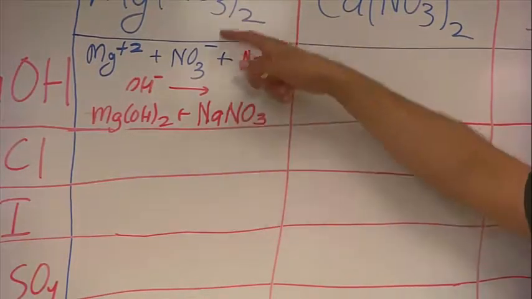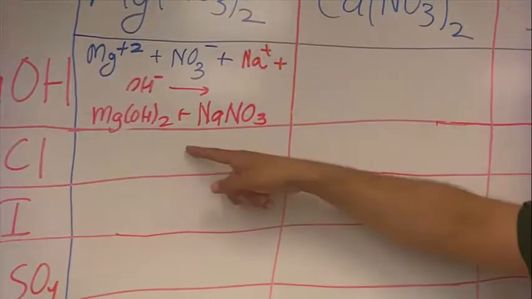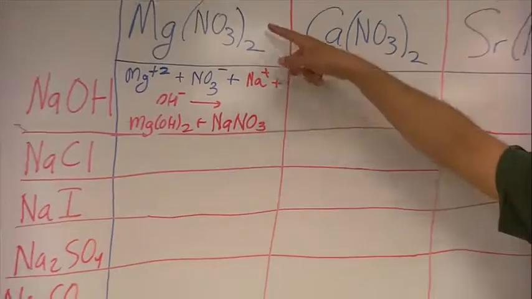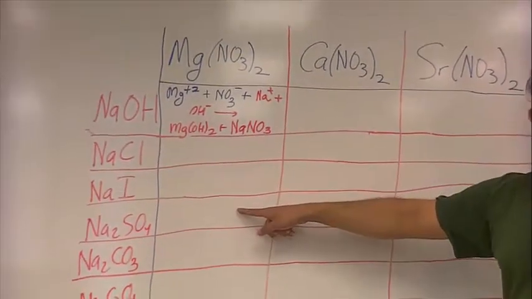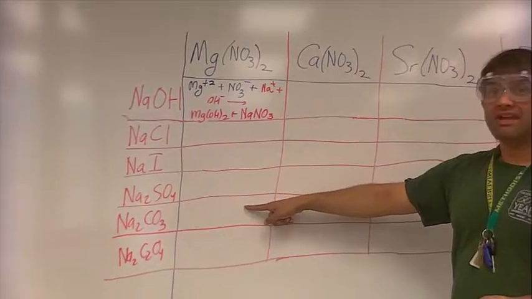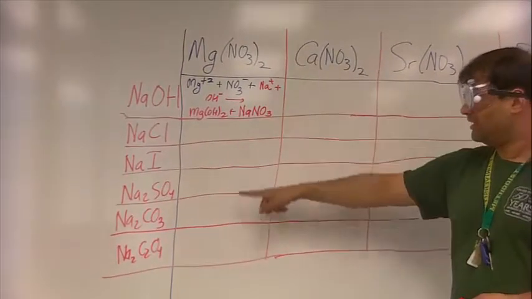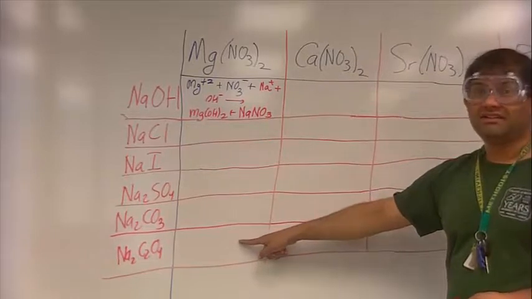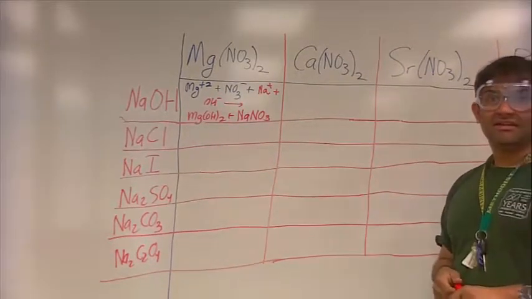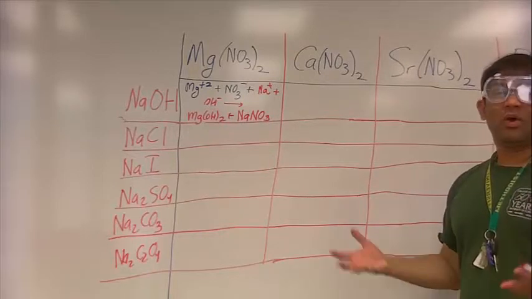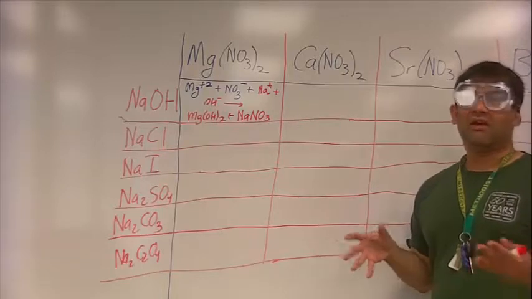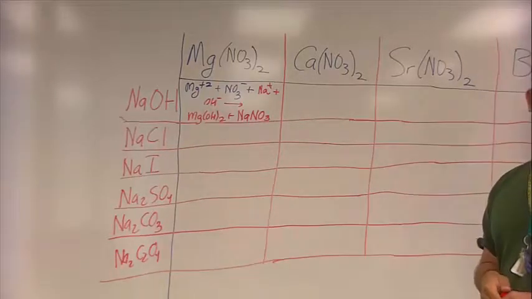What about the solubility of magnesium chloride? What about the solubility of magnesium iodide? What about the solubility of magnesium sulfate? What about the solubility of magnesium carbonate? What about the solubility of magnesium oxalate? Write down your observations. Make sure you look and see what the precipitate is, the quantity, the amount, how it looks. Again, we want to hit really hard on the observational features of this lab.